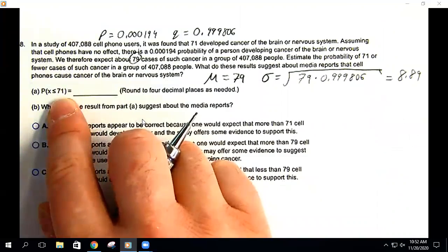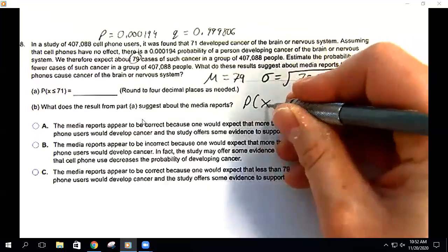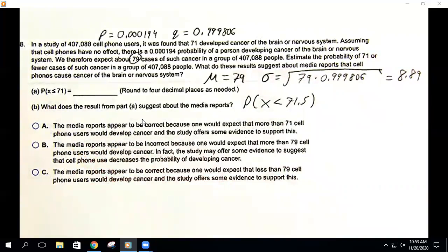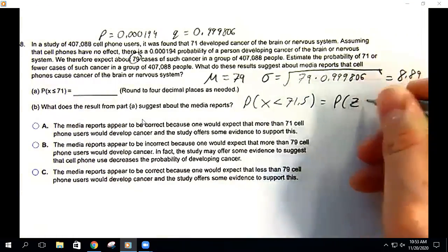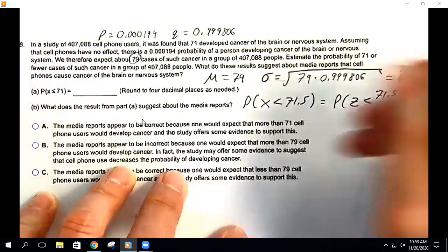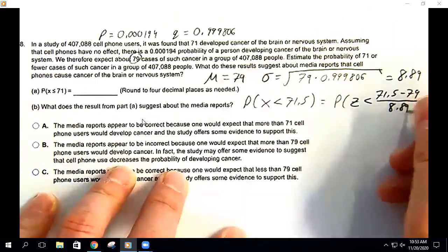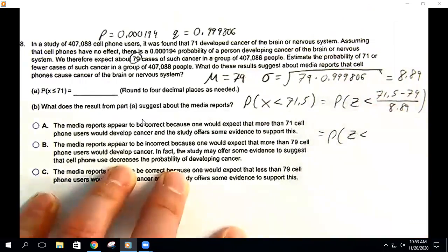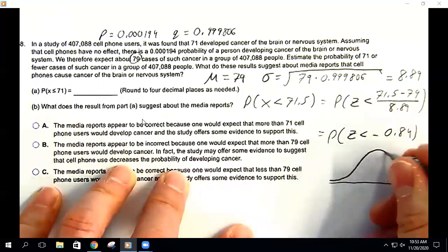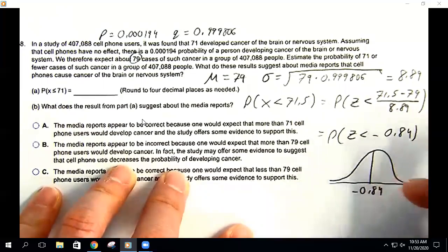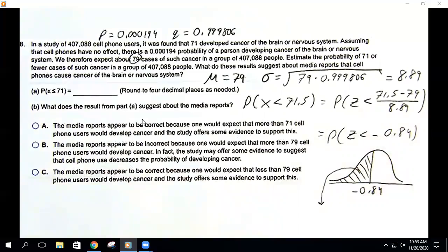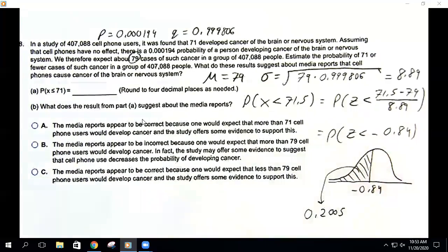Now, we want the probability that X is fewer than 71 people. So we're going to go with 71.5 to include that 71 because of the equal to sign. We'll convert this to a z-score by taking 71.5 minus the 79 divided by the 8.89. And we'll get a probability that z is less than negative 0.84. So we have negative 0.84 just to the left of the center. We want the area to the left of that, so we can look it up directly from the normal distribution table. That area is 0.2005.